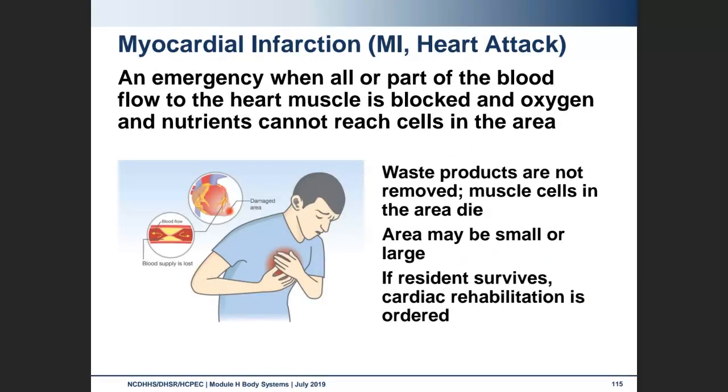A myocardial infarction or a heart attack is, of course, an emergency situation. This is when all or part of the blood flow to the heart muscle is blocked, and any oxygen and nutrients that those heart cells need cannot get there. And on top of that, the waste products that those cells are trying to get rid of are not able to be removed from those cells in the heart. And that causes the muscle cells to die. So when someone's having an MI or a heart attack, it may affect a small or large area depending on which artery is involved. If a resident survives a heart attack, they're going to need to do cardiac rehabilitation.